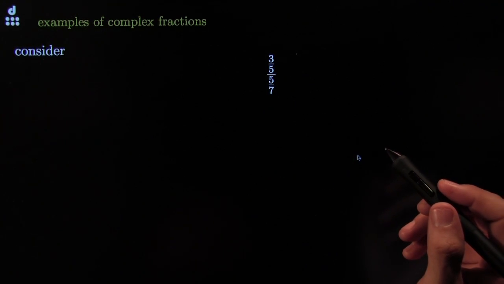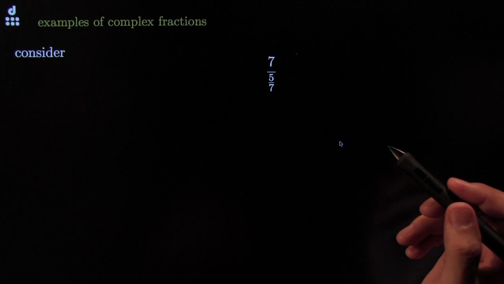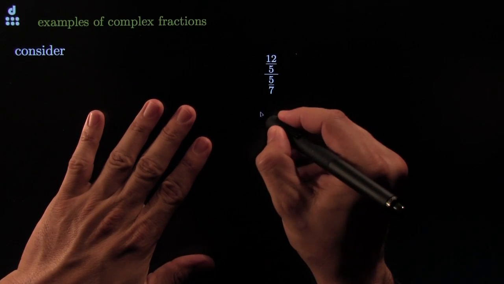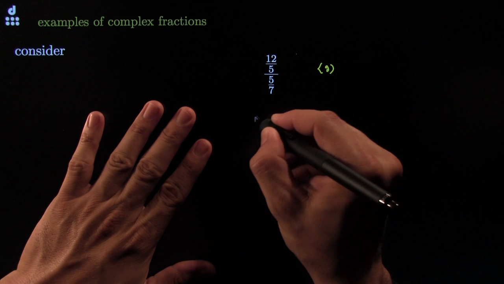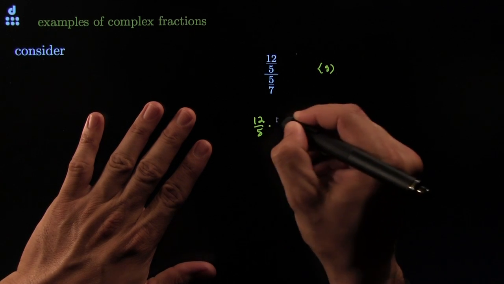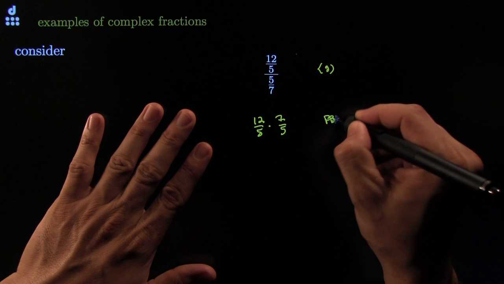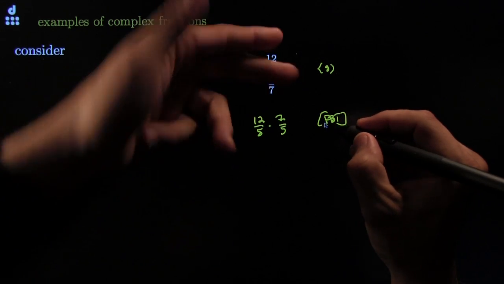Let's try another example. This one we already did. Alright, let's try this one. So again, this is given. So we say, okay, this is 12 over 5 times 7 over 5. Why? By flip the bottoms theorem. I took the bottom and I flipped it.